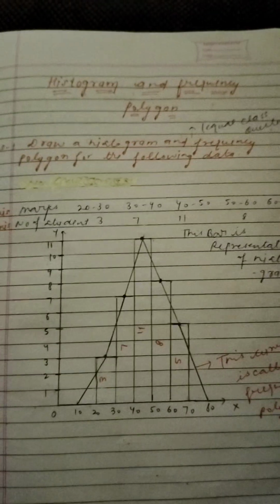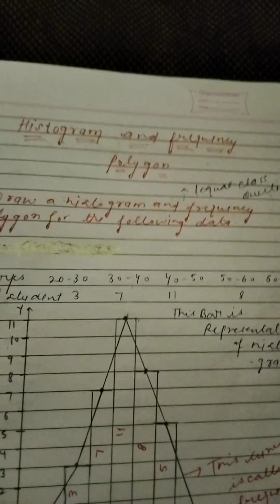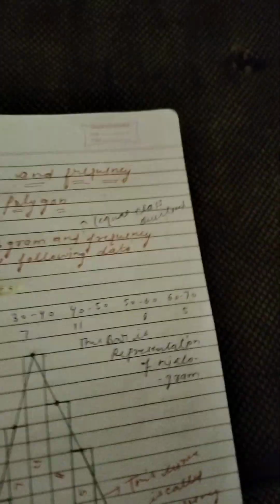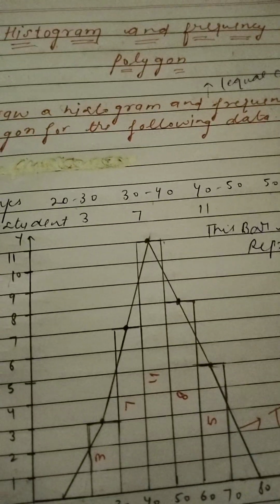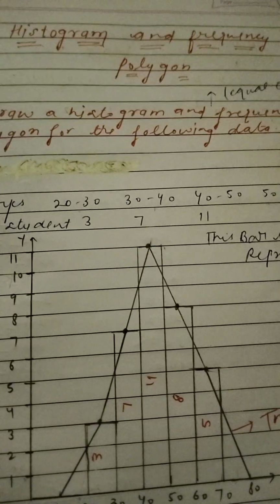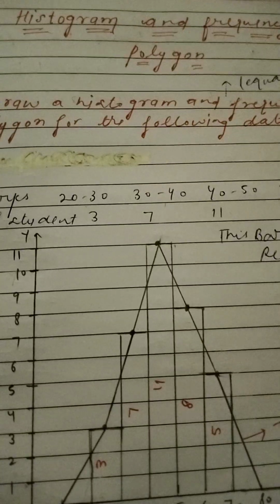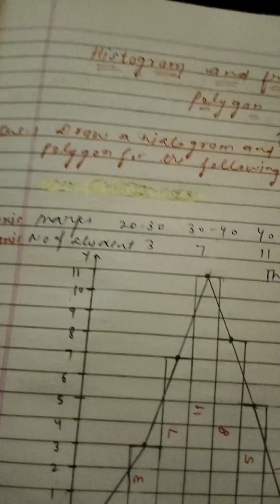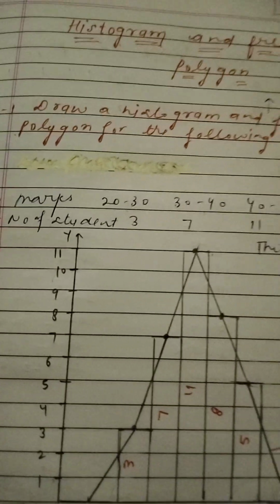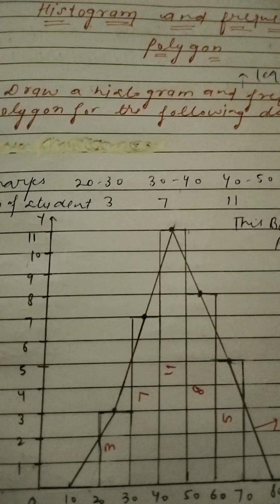Okay. The next topic is histogram and frequency polygon. See, histogram and frequency polygon is very easy. Both are used to draw curves. And always remember, histogram, frequency polygon or frequency curve are always used when the data is continuous. This is not for individual or discrete data. These three methods are used when the data is continuous.